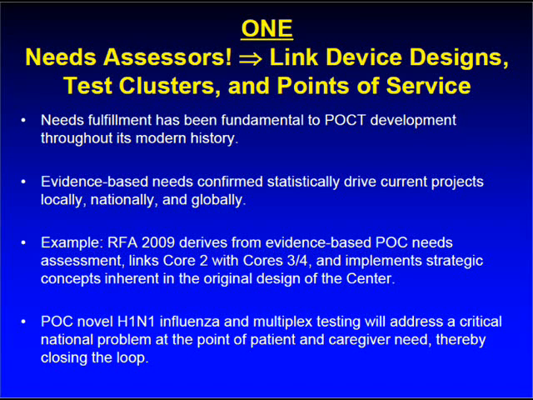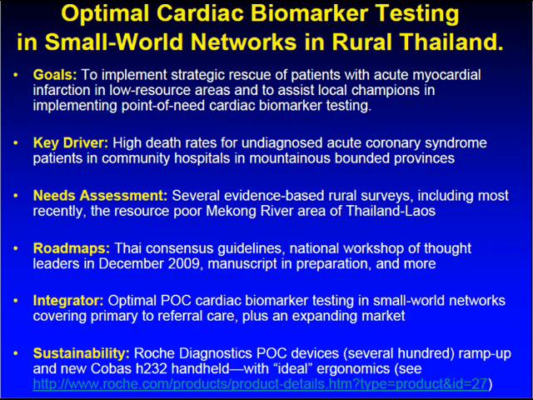Point-of-care novel H1N1 influenza and multiplex testing will address a critical national problem at the point of patient and caregiver need, thereby closing the loop. High mortality for undiagnosed acute coronary syndrome led to evidence-based surveys to determine strategic plans for rescue of myocardial infarct patients. Optimal point-of-care cardiac biomarkers such as the new Cobas h232 handheld provide a sustainable infrastructure in which manufacturing can meet clinical demand and integrate into small world networks for managing, diagnosing, and treating in rural underserved areas lacking adequate personnel.